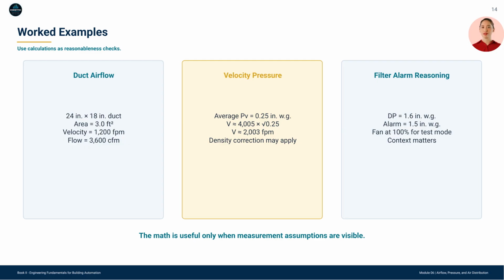These worked examples are reasonableness checks. They help us decide whether the BAS data tells a believable story. A 24 by 18-inch duct has an area of 3 square feet. At 1,200 feet per minute, that is about 3,600 CFM. With velocity pressure, we can estimate velocity, but density correction may apply. With filter alarms, we must review airflow and operating mode.